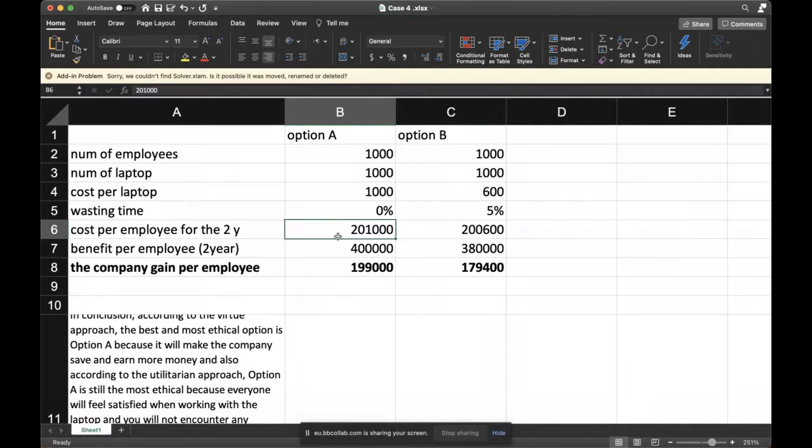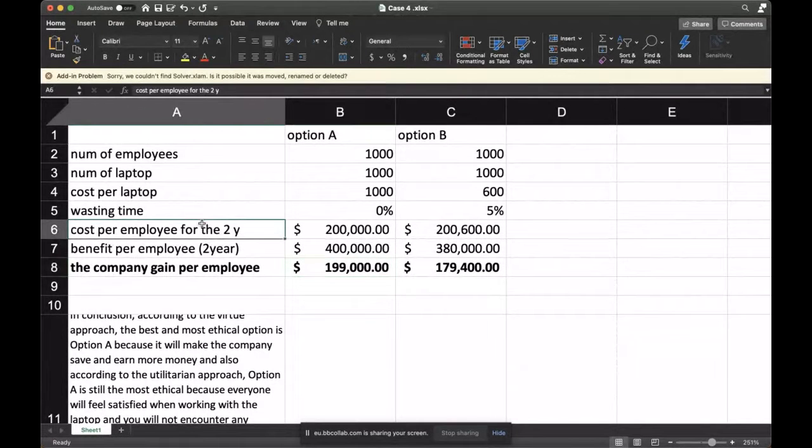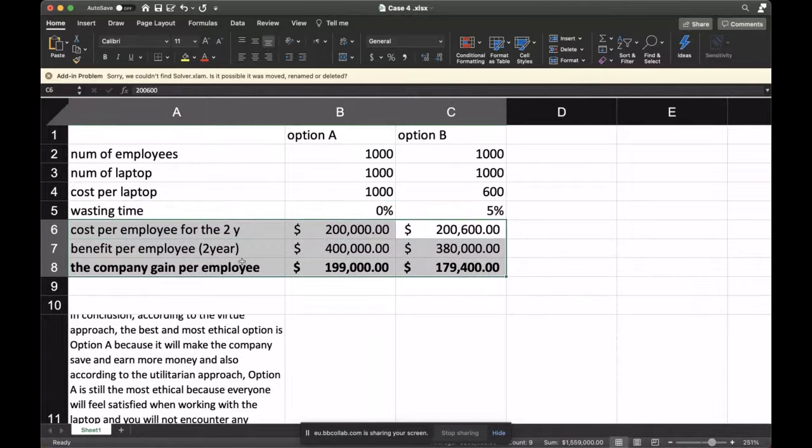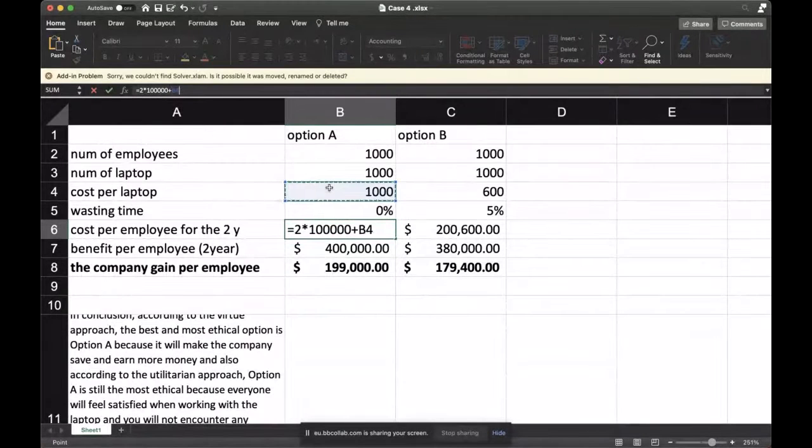So the cost per employee to the company equals 2 years multiplied by 100K, right? That's the cost. So that's in $1,000, so I'm going to add two more zeros. One, two, three. And I'm going to add here accounting in dollars. So you're doing a cost per employee analysis. That's called unit analysis. That's very good. And the benefit of the employee for 2 years is correct. And the cost is the same. You added the cost of the laptop here. I see what you're doing. Plus the cost of the laptop. Very smart.